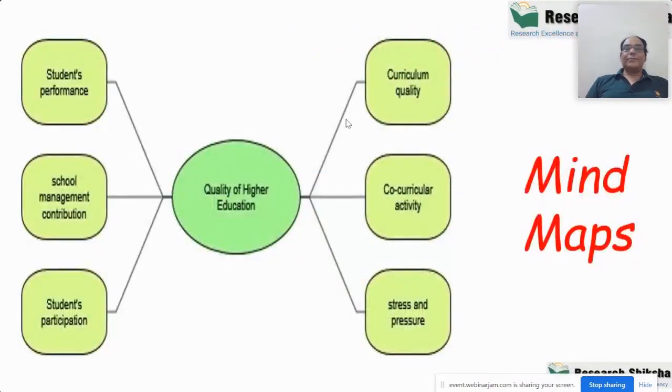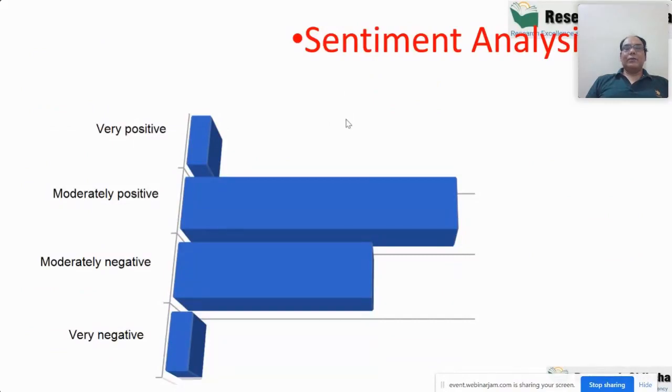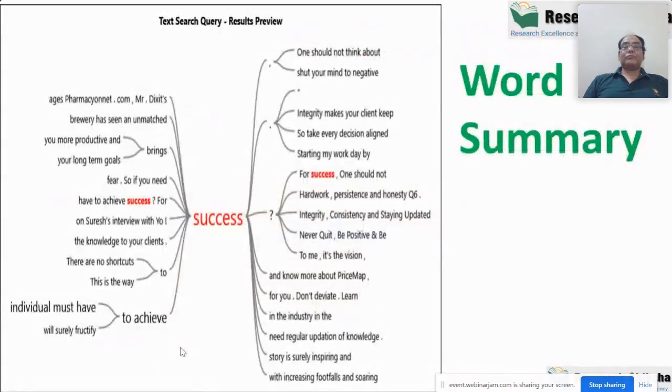Then sentiment analysis is very popular nowadays, where you tell that highly positive sentiment is this much, moderately positive is this much, moderately negative is this much, and very negative is this much. So this is called sentiment analysis, and nowadays it is very popular.